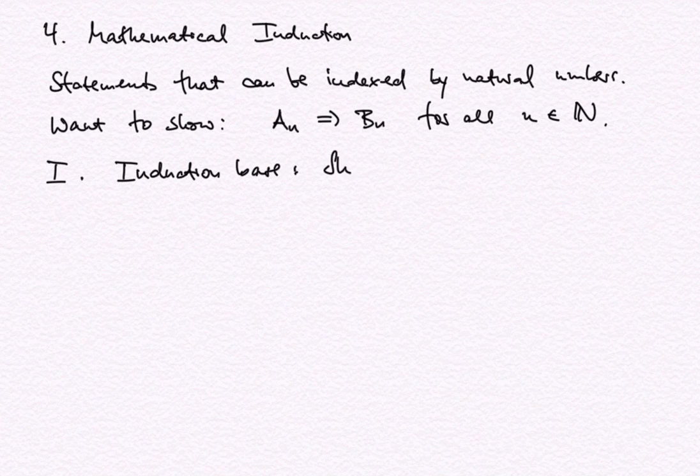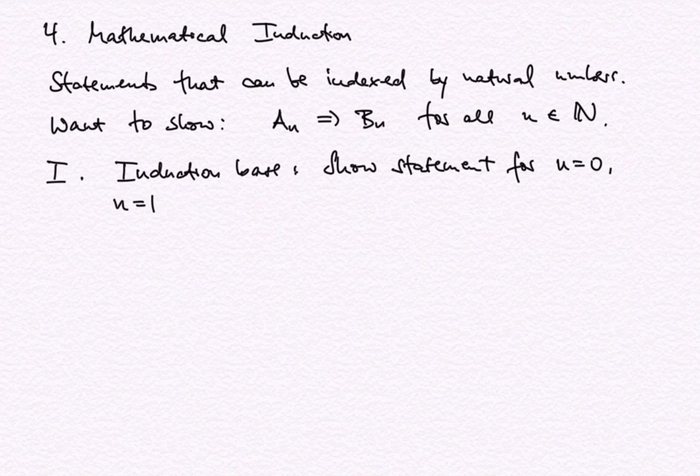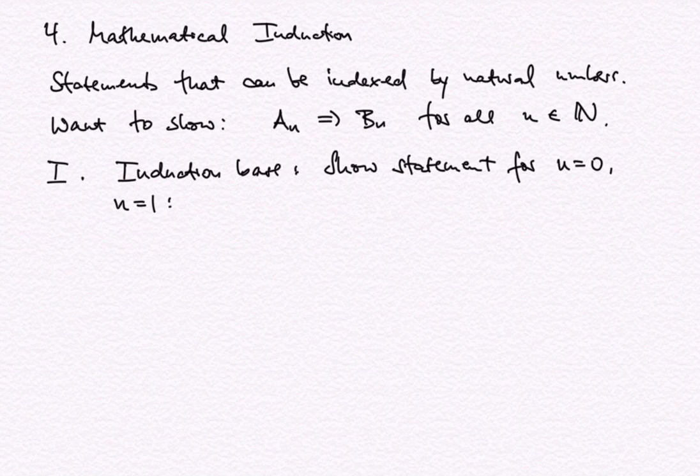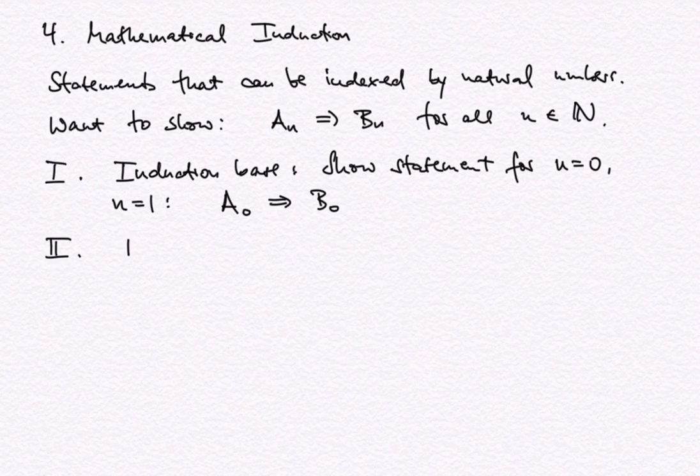So we show the statement for n equal to 0, or sometimes n equal to 1, or sometimes some higher n, depending on the specific case. But with the geometric series here, n equal to 0 is going to be fine. So A0 implies B0. And this is followed by the induction step.